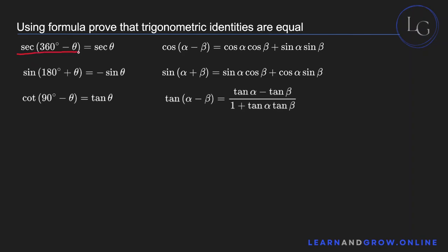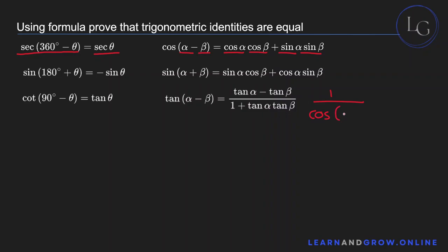And now let's look at this. Secant(360 - theta) is equal to secant theta. Why? Because over here, again, remember, secant is the reciprocal of the cos function. So first look at this: cos(alpha - beta) is equal to cos alpha cos beta plus sine alpha sine beta. If you replace this alpha with 360 and this beta with theta, you eventually end up with this over here, except now you have to take its reciprocal.